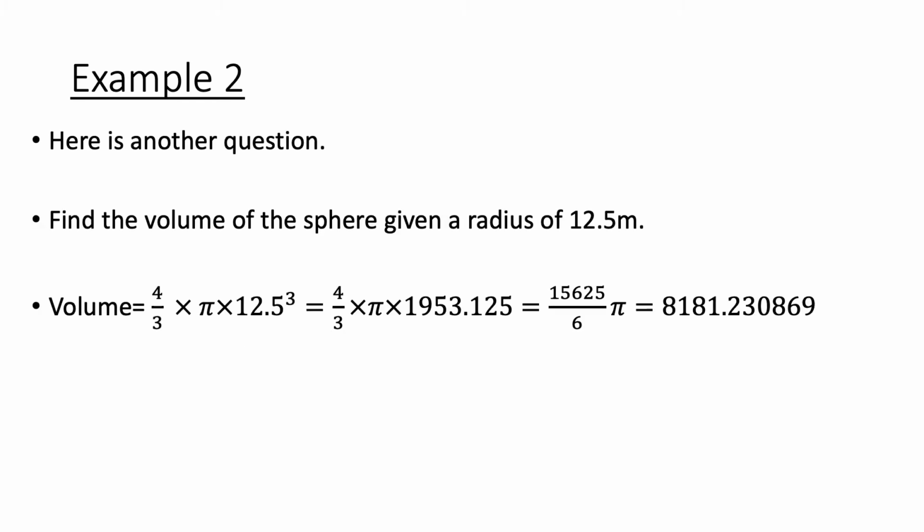Right guys, example 2. Here is another question. Find the volume of a sphere given the radius of 12.5 meters. Volume is equal to 4/3 times pi times r cubed, so 12.5 cubed, which is 4/3 times pi times 1953.125, which gives me 15,625 over 6 pi, which is 8,181.2306690869 meters cubed. So remember your units, guys: meters cubed.